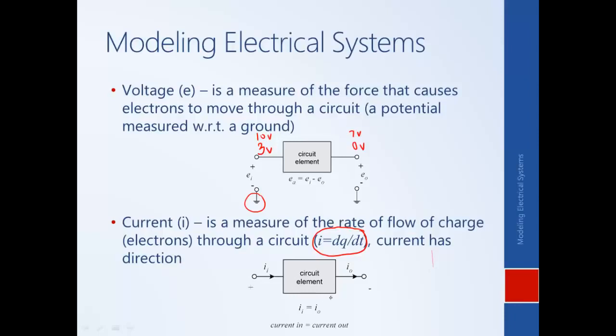With these circuit elements, we will make the assumption that charge is conserved, so that whatever charge or however much current is flowing into a node is equal to the amount of current flowing out of the node.